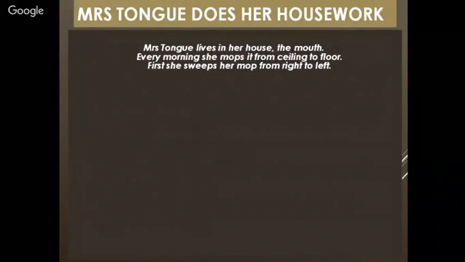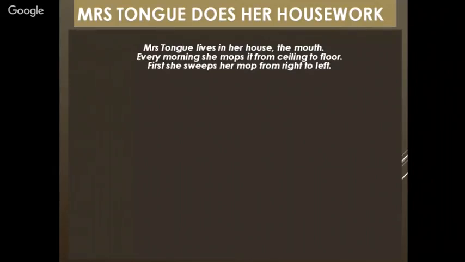There's this little rhyme I like to use. Mrs. Tongue lives in her house, the mouth. Like I told you, tongue is the most important of our articulators. It connects us with all the articulators. So it lives in this house, the mouth. Every morning she mops it from ceiling to floor. First, she sweeps her mop from right to left.